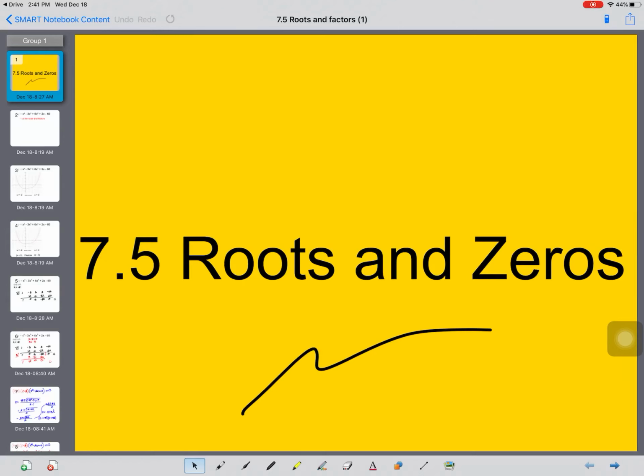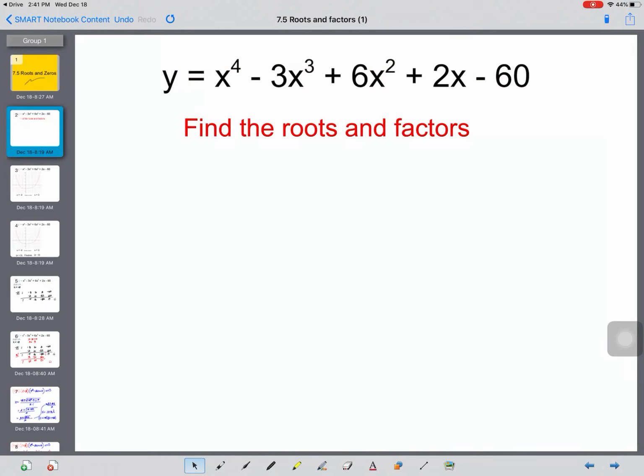Well, welcome to 7.5, Roots and Zeros. Got a little squiggle line left over from something else. This section is kind of a combination of a bunch of things we've done. So here's the premise of this.